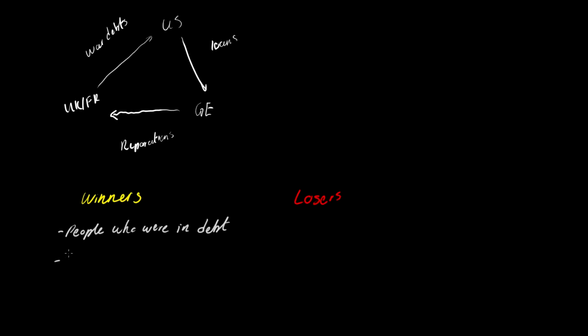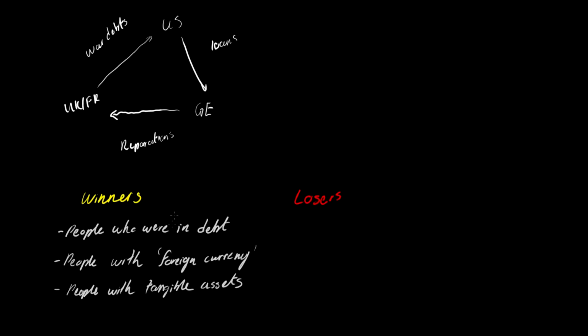People with foreign currency were also winners. Obviously, if you had foreign currency, it didn't really affect you because the hyperinflation crisis only applied to the German currency. People with physical goods and tangible assets. So obviously the value of money went down, but the value of houses didn't actually go down. So if you had tangible assets, you were also a winner.